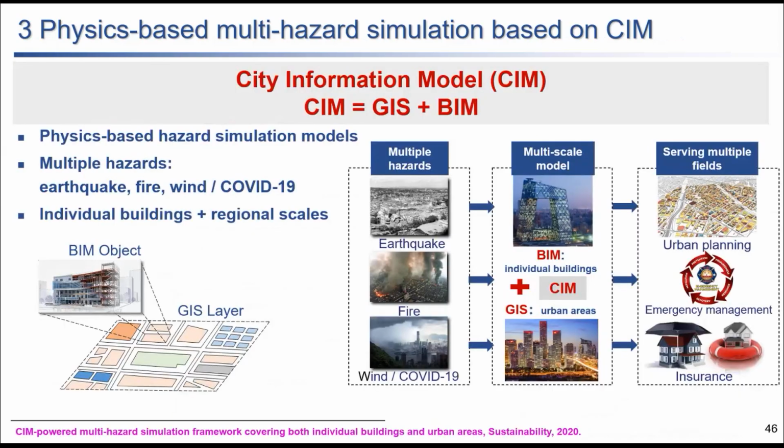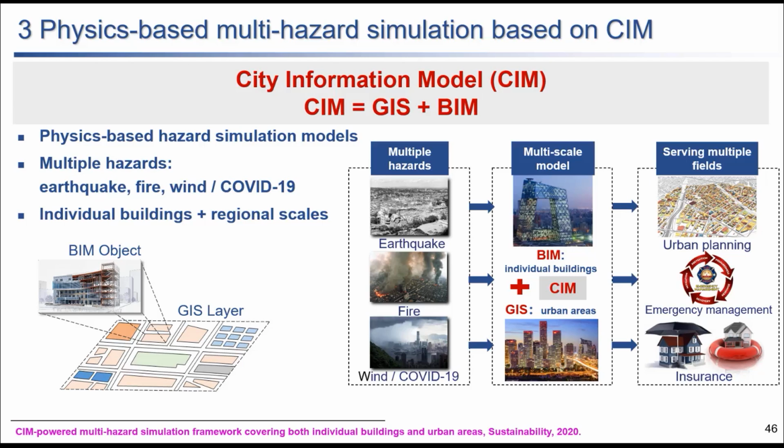So maybe we can build what we call a city information model, combining the GIS model and the building information model together. The GIS model is for the entire area and the building information model is for some critical buildings. Then we input these different hazards into this city information model, and it can serve different purposes. So we can use this same model as a common platform for different hazards.